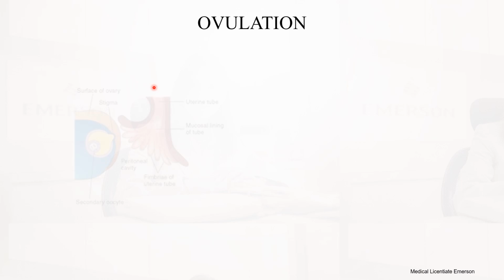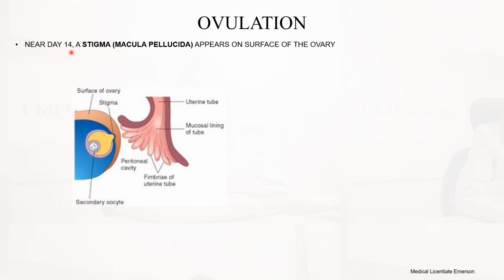Then we have ovulation, which occurs near day 14. We have what we call a stigma. The other name for the stigma in embryology is the macula pellucida. That's the other name. It's the one which appears on the surface of the ovary. This same stigma, or macula pellucida, in mammalian reproductive anatomy refers to the area of the ovarian surface where the Graafian follicle will burst through during ovulation and release the ovum.